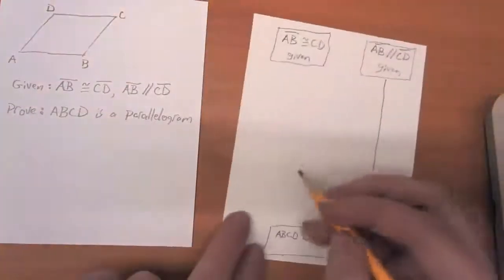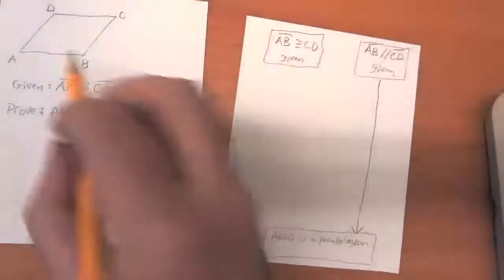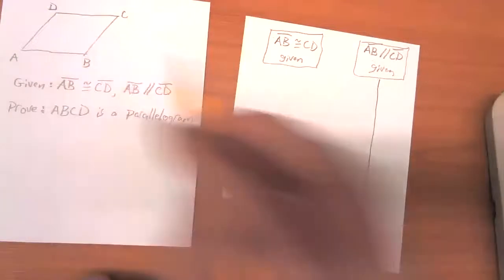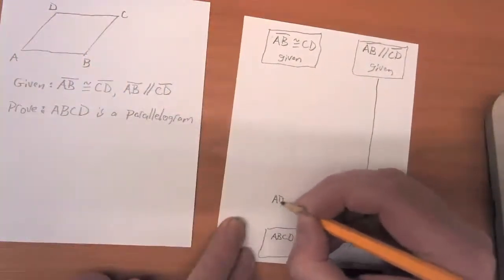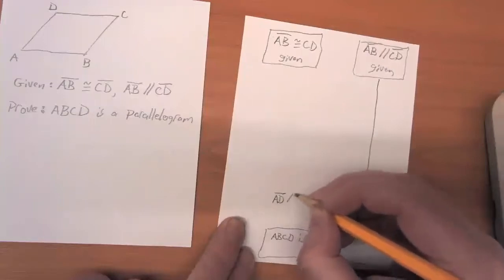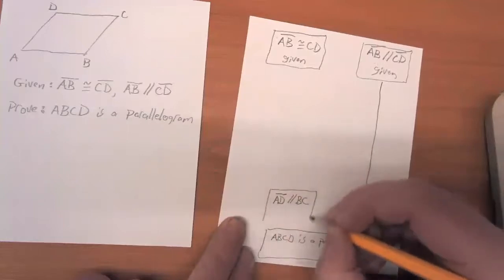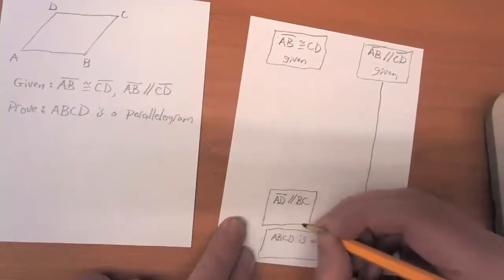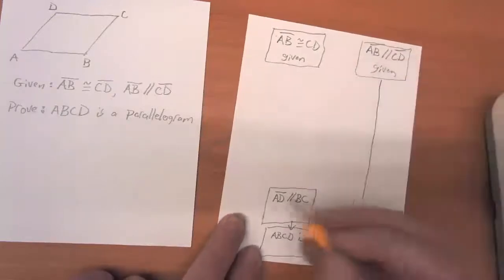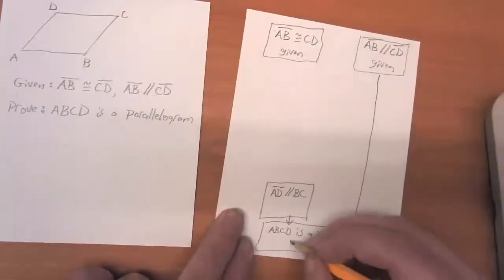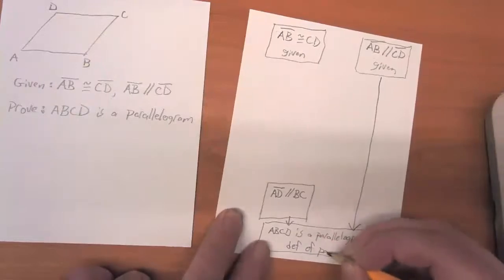But I also need to prove that the other pair are also parallel. So I also need to show that the left and right sides are also parallel. So I need to prove over here that AD is parallel to BC. And I don't know what the reason for that's going to be, but I know that if I prove that, and I've already got this statement, then this is going to be true, because that's the definition of a parallelogram.